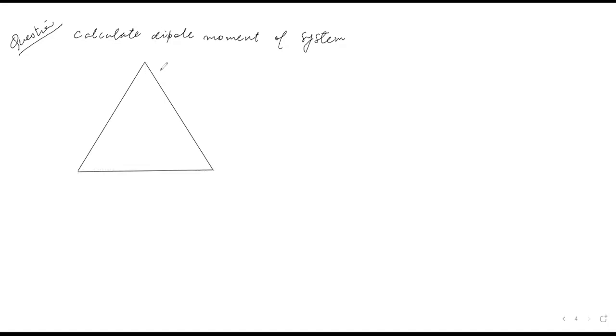This is a triangular system at the vertices of which, at two vertices, two positive charges are given, plus Q and plus Q. At one of its vertices, a charge of minus 2Q is given. The separation between all of the vertices is L because it is an equilateral triangle. Okay. Now it is saying to calculate the dipole moment of the system. Note it down.